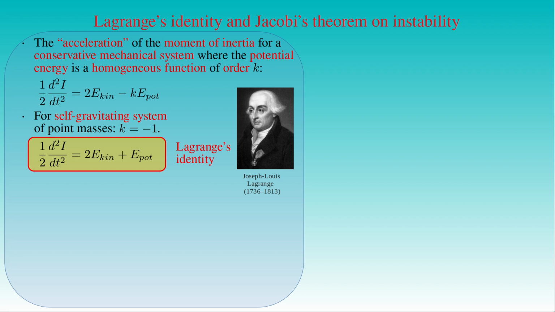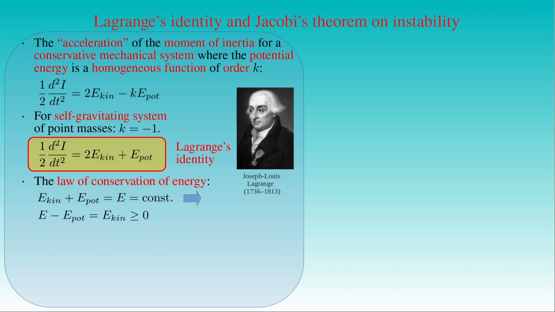Besides Lagrange's identity, the law of conservation of energy also holds for a closed system, stating that the total energy E of the system, given by the sum of its kinetic energy and its potential energy, is constant. Then we can write that the constant total energy E minus the potential energy of the system is equal to its kinetic energy, which is always greater than or equal to zero for a system of point masses, due to the fact that its kinetic energy is a quadratic function of the velocities of the particles. The kinetic energy of the system only vanishes if all the point masses in the system stay at rest.